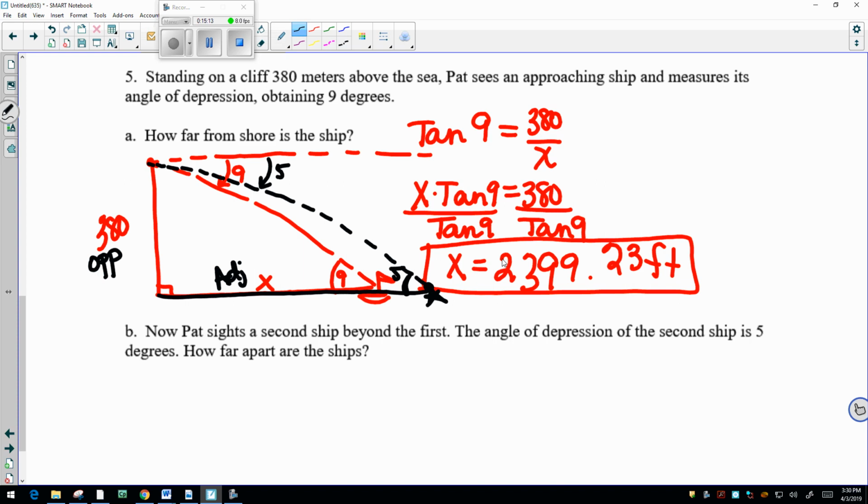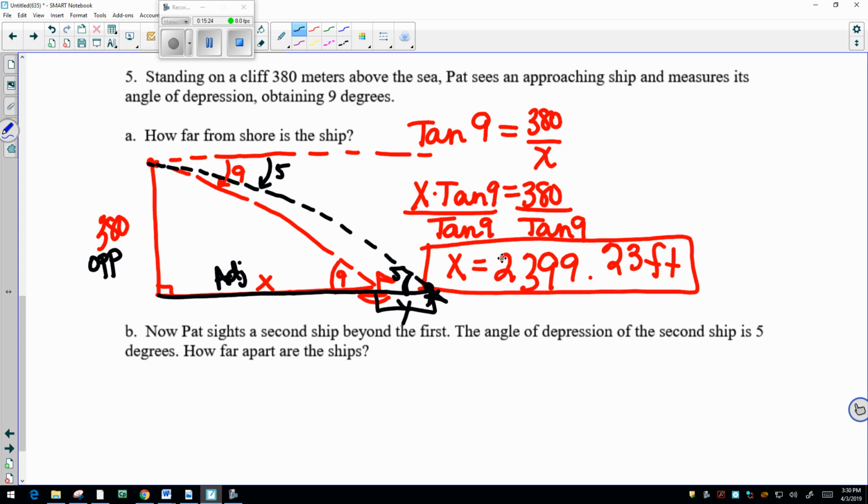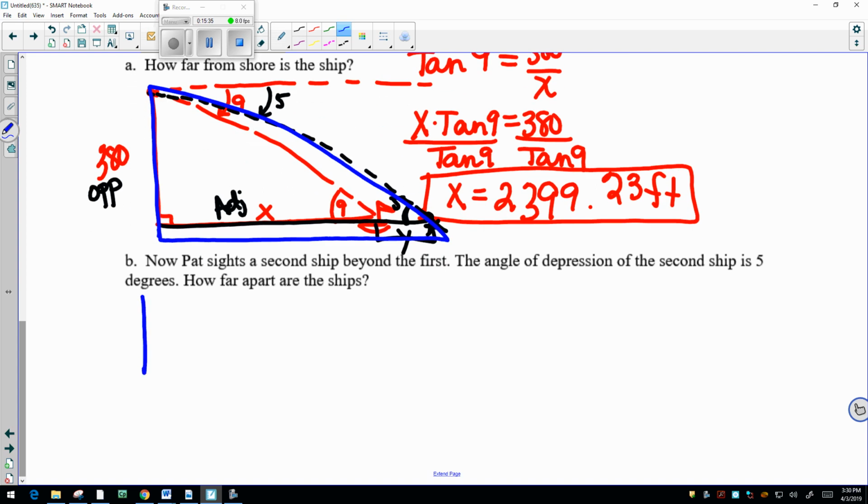And now it's saying, I want to know what the distance is. Really, I'm trying to find the distance between these 2 points. I'll call that y. In order to do that, however, I need to find this whole distance first, which means I have to use this great big triangle. So if I were to redraw just that triangle down here so we can see what we're looking at, I have 380 for the cliff. Our angle is down here at 5. I'm going to label this Z.